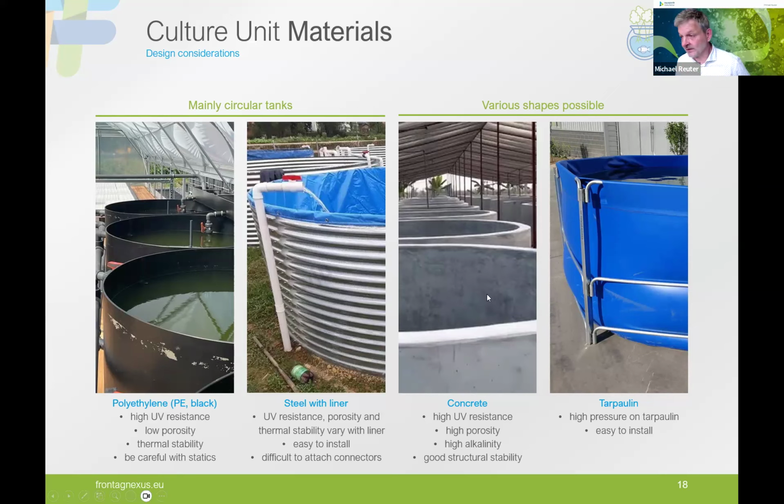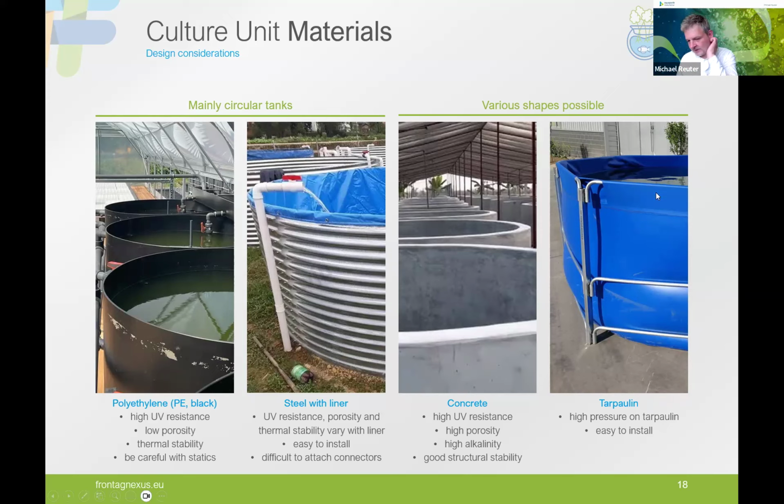Then we have the concrete that is also very common, that can be round as well as rectangular, whatever. The drawback of concrete is that it has quite a high porosity, so we will have quite some biofilm that's created on the walls of the fish tank. And at the beginning, if we put it into operation, we will also have a high alkalinity of the concrete that would have to be considered and observed because this may produce problems with the pH.